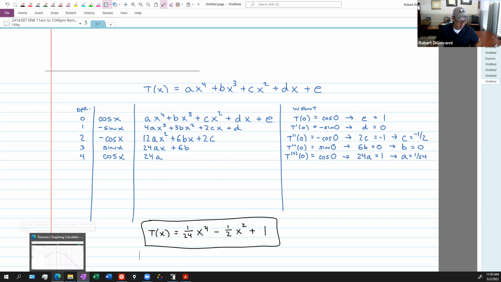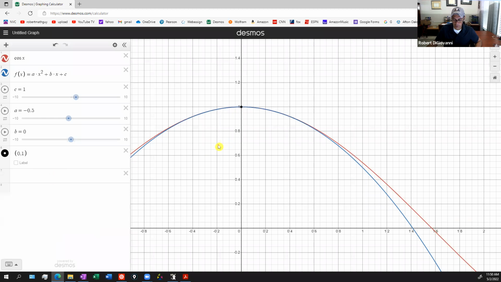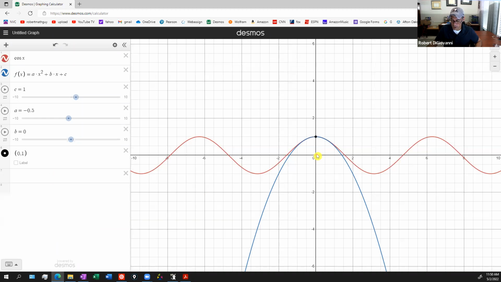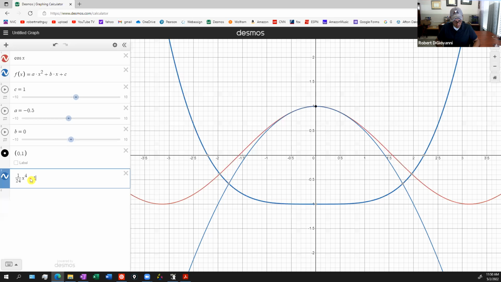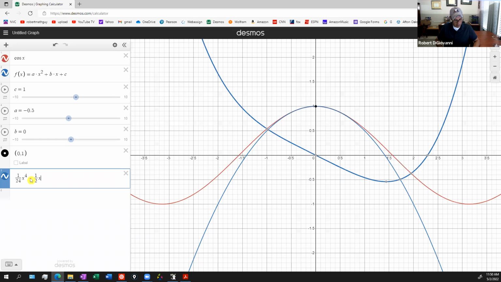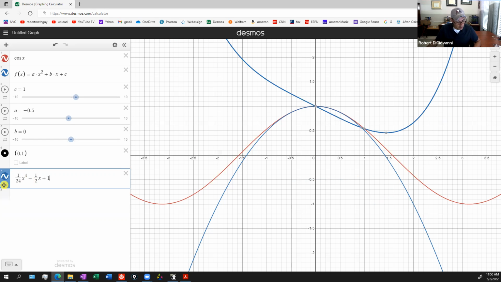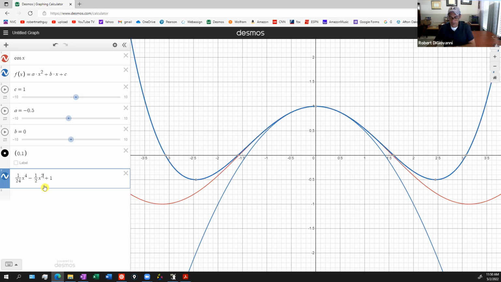There it is. That fourth degree polynomial should be a better approximation than the parabola we had. Shall we check? So this was our parabola, which wasn't bad, but now I'm going to put in this one: 1/24 x to the fourth minus 1/2 x plus 1. Oh, I forgot to square the x. I was like, that's not better. There it is. I'm going to change the color. The green one is better than the blue one.